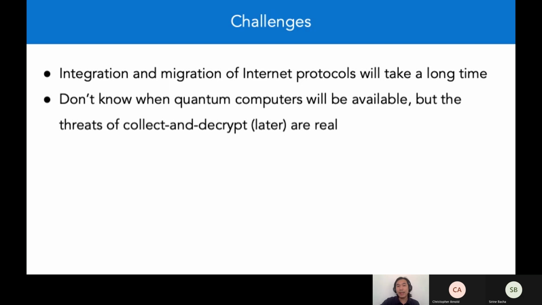We know that there are some APTs and nation states collecting internet data now so that they can decrypt it later once they have access to sufficient computing power, like a quantum computer. So if you are sending data that needs to be kept confidential for a long time, such as trade secrets, intellectual property, state secrets, and so on, you will need to take this risk into account.